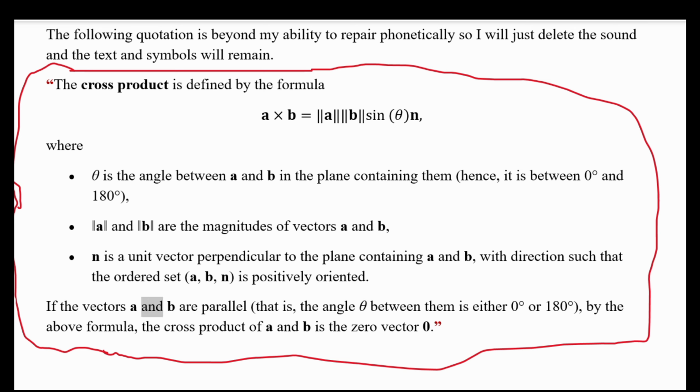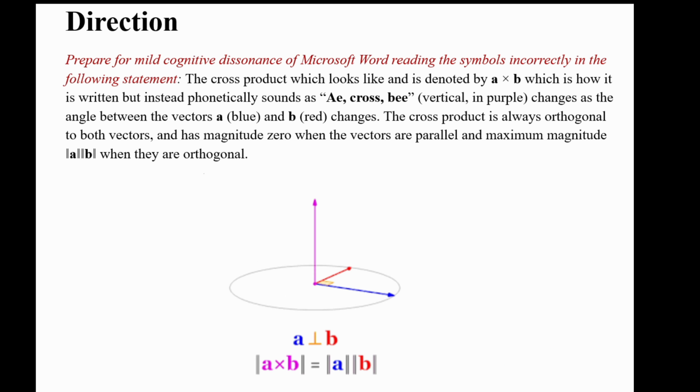If the vectors A and B are parallel, that is, the angle theta between them is either 0 degrees or 180 degrees, by the above formula, the cross product of A and B is the zero vector 0.